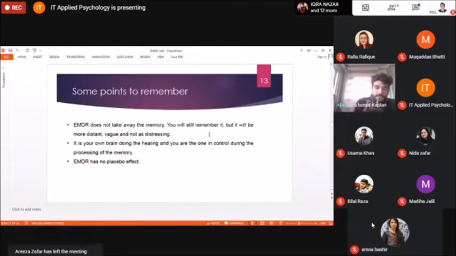There are some points that we need to remember. EMDR doesn't take away the memory. It doesn't delete the memory. It doesn't remove the memory from your brain. You still remember the memory after some time. You still remember the emotions that you felt back then, but the traumatic experience, the painful memory itself, is not stressful anymore. It's distant, and you see it from a distance. It's like it's gone. It's not warm anymore.